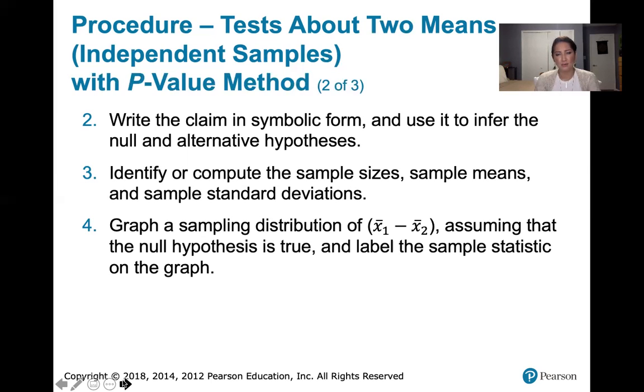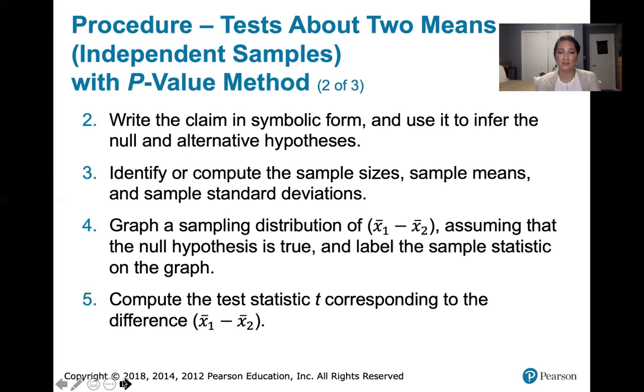And then you can look at that graph and ask yourself, is this x sub 1 bar minus x sub 2 bar that we have significantly high or significantly low? Creating that graph doesn't help you answer that question, but it often helps you frame that question and really understand what it is you're doing and why you're doing it. Now, in order to determine if that x sub 1 bar minus x sub 2 bar is significantly high or significantly low, the next thing we do is compute the test statistic t corresponding to that difference.